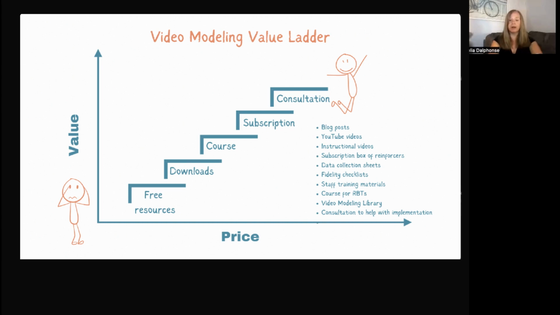You could include a course for RBTs around how to use video modeling to help you train staff. You could then also include the video modeling library, and you can provide consultation to help with implementation of all of the video modeling resources that are included. So if you think about it, how many times do you buy a resource that you don't actually use? Wouldn't the consultation be really helpful to make sure that you're incorporating video modeling as part of your practice with your clients?